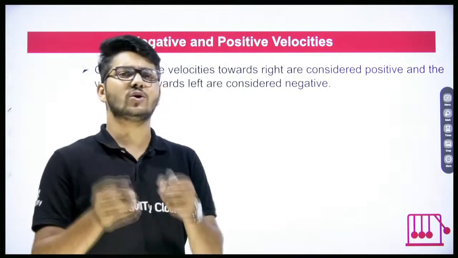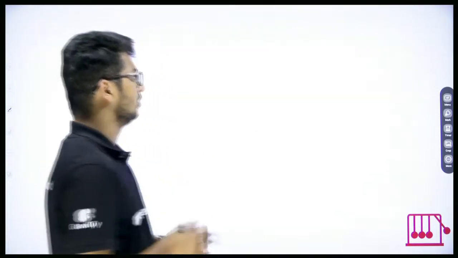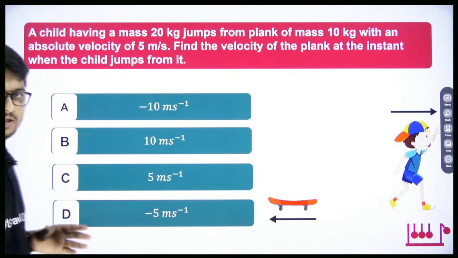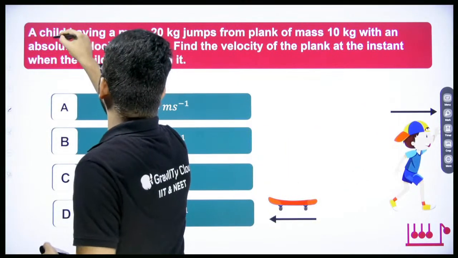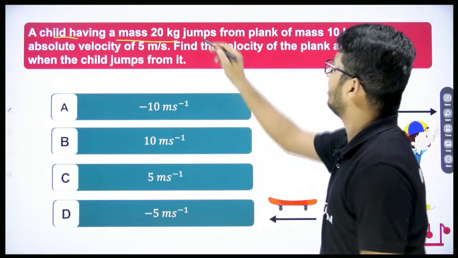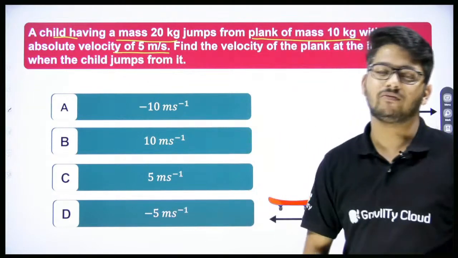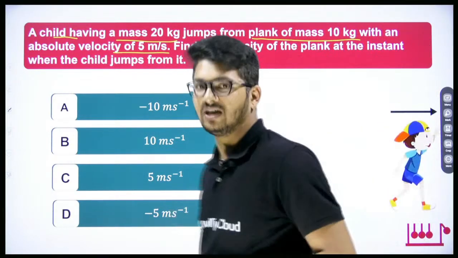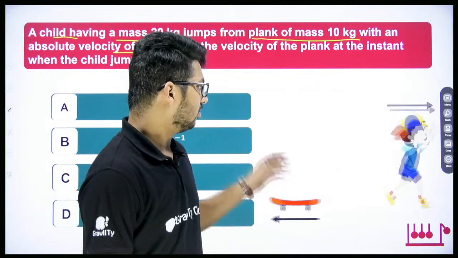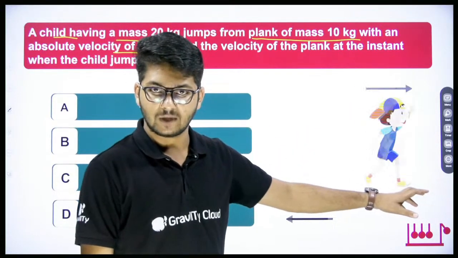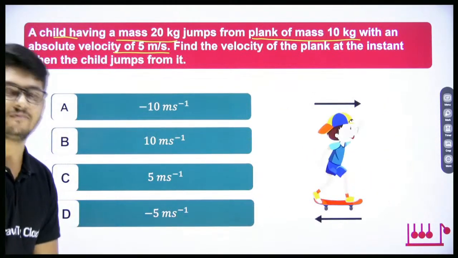Good? Okay. So now let's go into a few examples based on the conservation of momentum. So you have one very simple question here, a very interesting one. So what is the question? A child having a mass 20 kilogram jumps from a plank of mass 10 kilogram with an absolute velocity of 5 meter per second. I have given you an animation here, it shows what is happening. So this is a plank, but you can think of it as a skateboard. So this kid is jumping, and when the kid jumps from the skateboard, the skateboard goes towards left.